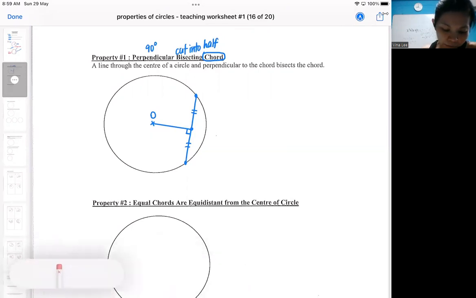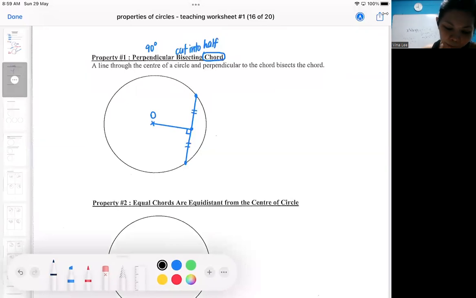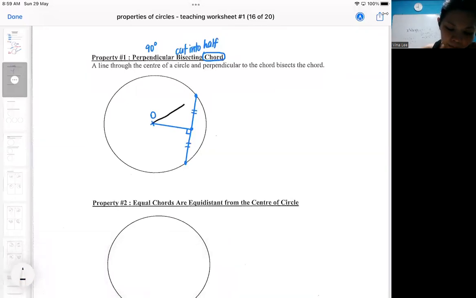Because of this feature and the feature of a radius, this is where you see a right angle triangle, and this is where you can apply trigo or Pythagoras theorem. So this is the idea of perpendicular bisecting chord. You will use this in A math as well, in A math circles.